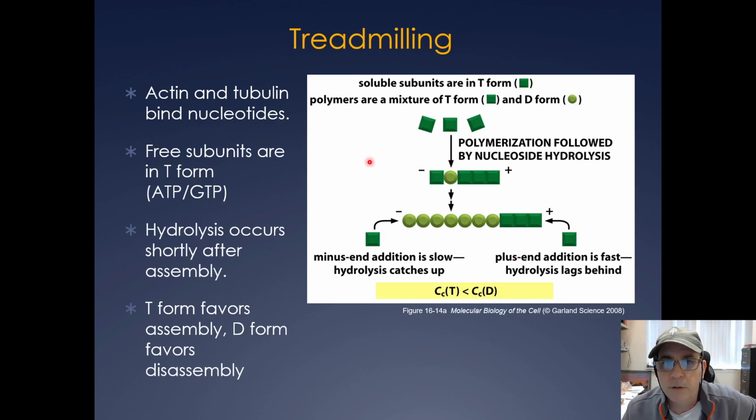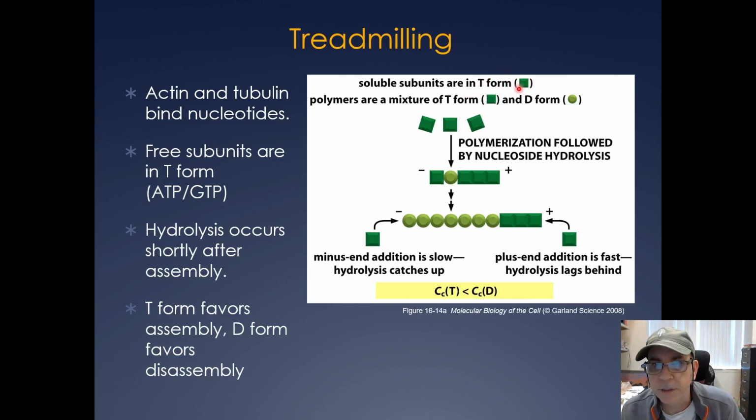Okay, so here's another concept I want you guys to understand. It's called treadmilling. And the way treadmilling works is in the cytosol, you're going to have most of the actin and tubulin in the GTP bound form or the ATP bound form.